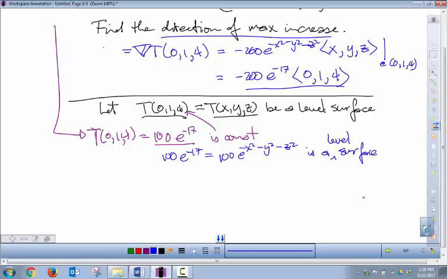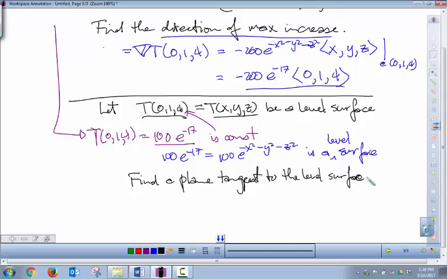And we want to find a plane tangent to this level surface at the point (0, 1, 4). Sorry. So find a plane tangent to this level surface at (0, 1, 4).